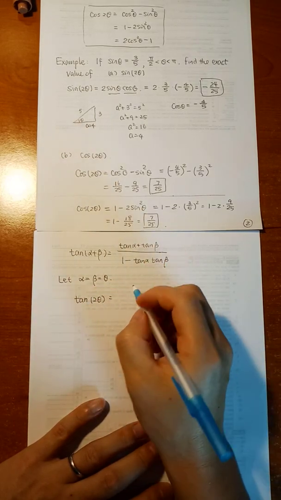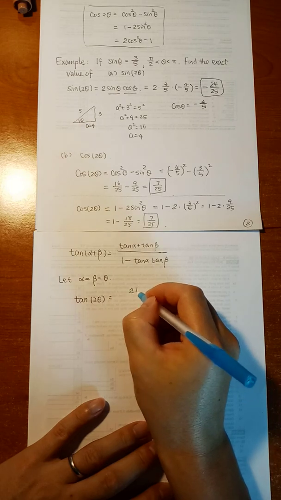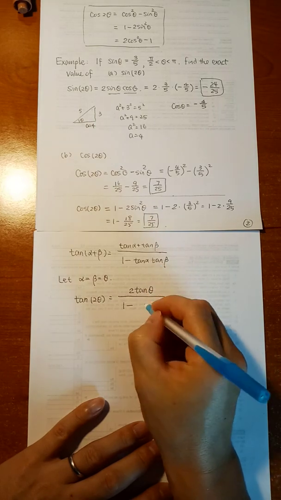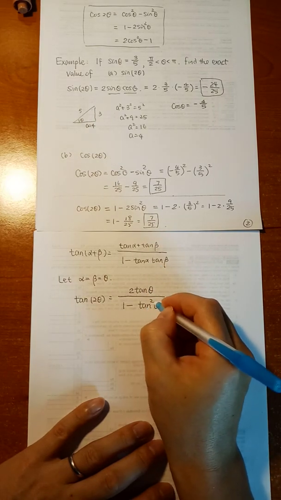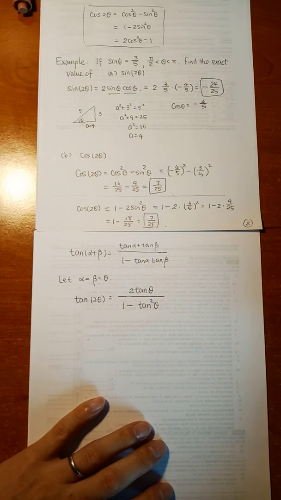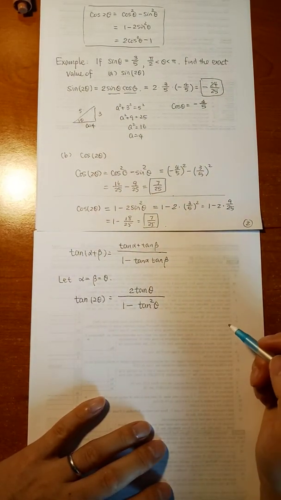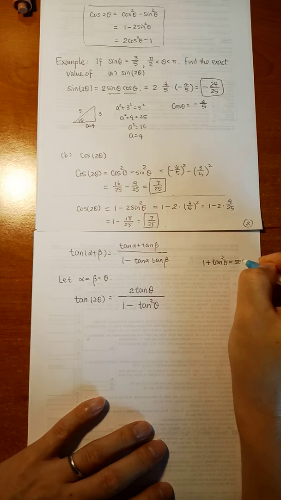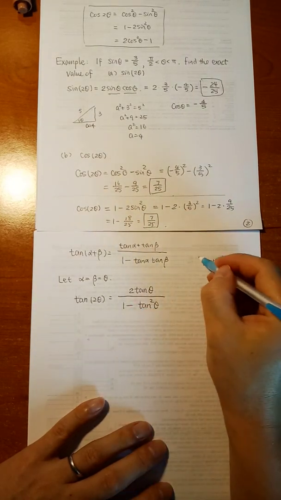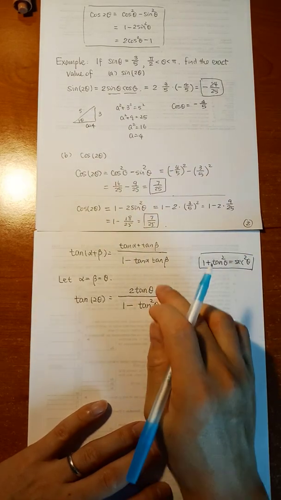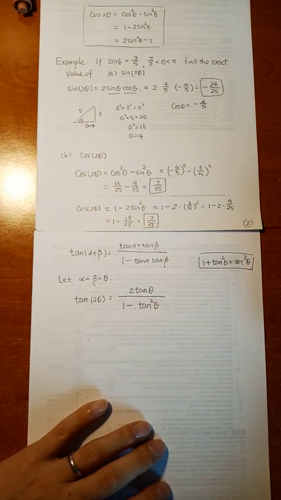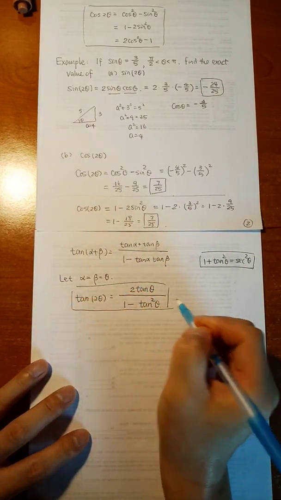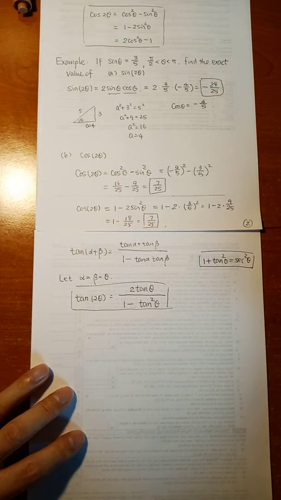2 theta is equal to the numerator, tangent theta plus tangent theta, so 2 tangent theta, over 1 minus tangent theta times tangent theta. Tangent theta squared. Okay? 1 minus tangent theta squared. By the way, 1 plus tangent theta squared is secant theta squared. This is 1 minus, so you cannot use it to simplify. We want to use tangent in the formula. So this is the double angle formula for tangent theta. All right?